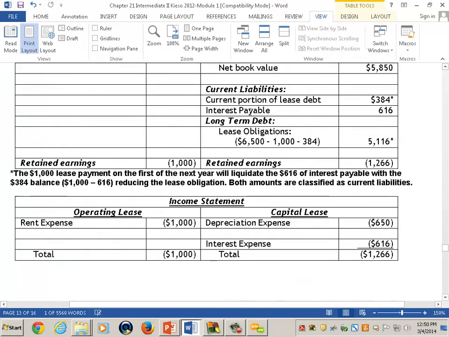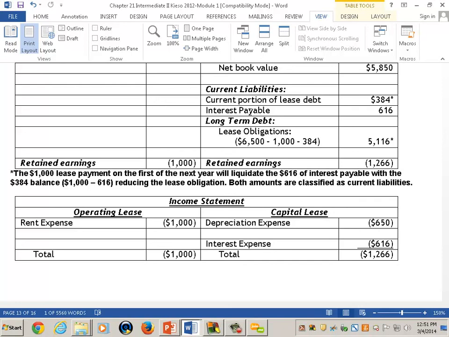And let's start with the income statement, and then I'll do the balance sheet. So on the bottom of page 13, we have the comparison. So depreciation expense is $650, interest is $616, so that total expense under a capital lease is $1,266, but it's $1,000 under an operating lease. Now, this is a disadvantage for the capital lease based on net income.